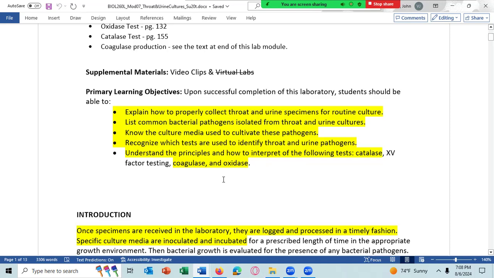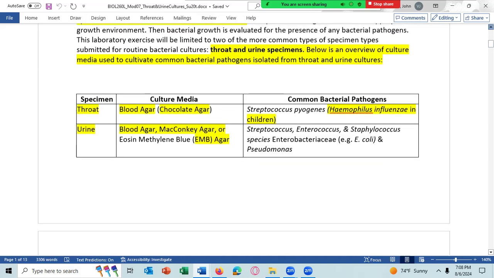We will talk about the XV factor testing, but I don't expect you to understand it, and I won't ask any quiz questions about it. We'll just briefly talk about it.